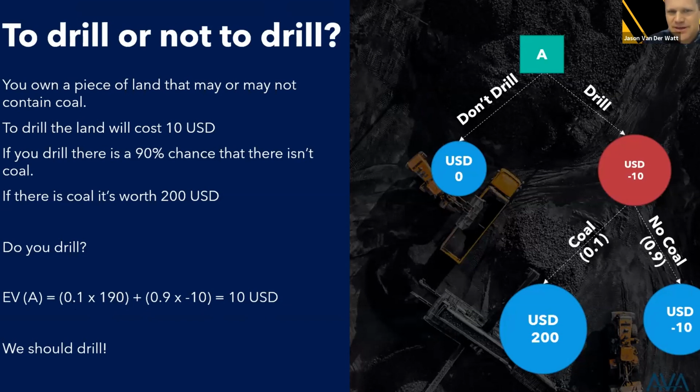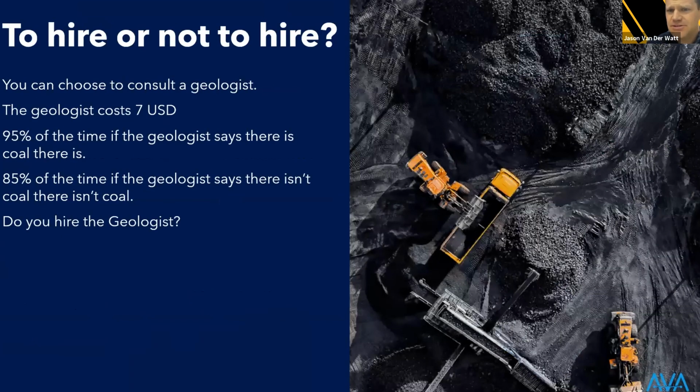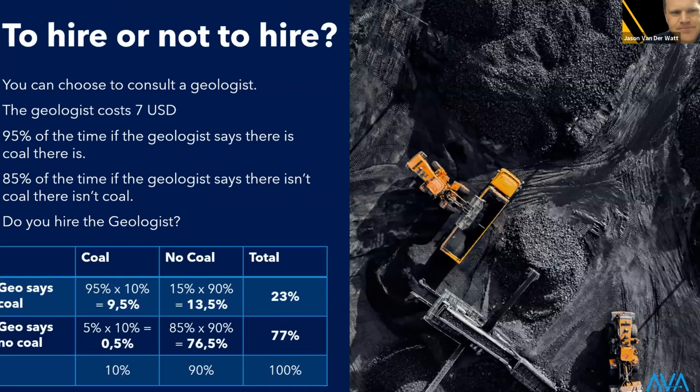But now I'm going to complicate the situation a little bit further. And I'm going to say, should we hire a geologist? Now, if we hire this geologist, it's going to cost us $7. Okay. Now, if the geologist says that there is coal, they are correct 95% of the time. If the geologist says there isn't coal, they're correct 85% of the time. So the geologist is presenting us with imperfect information at a cost of $7 US. So should we hire this geologist?